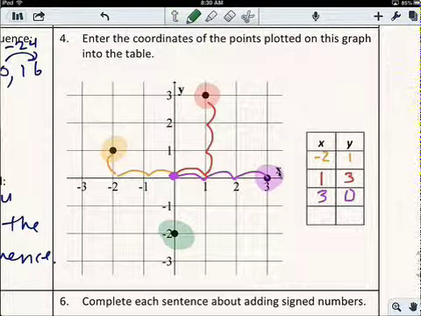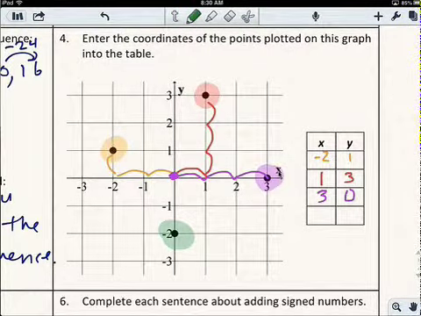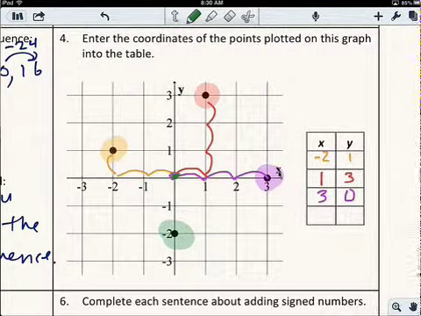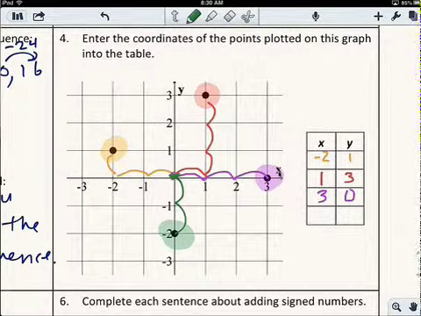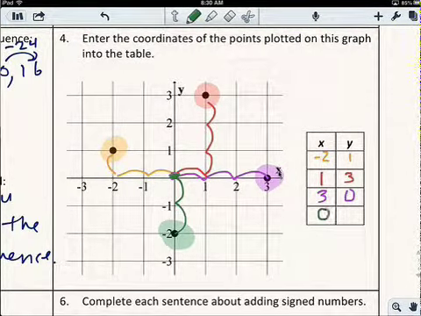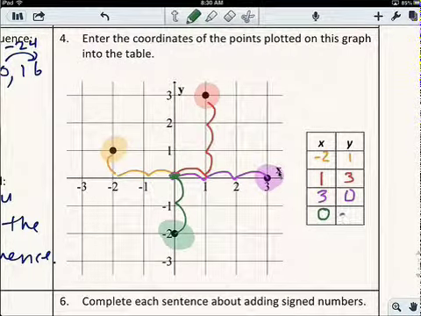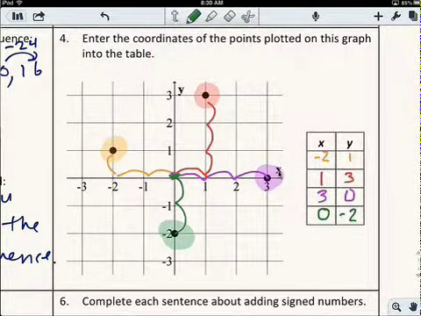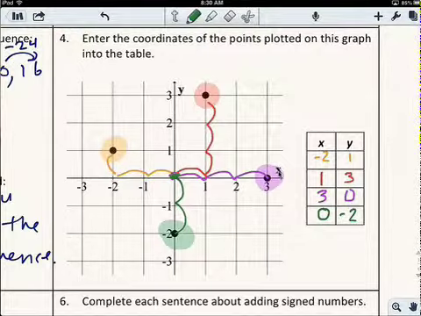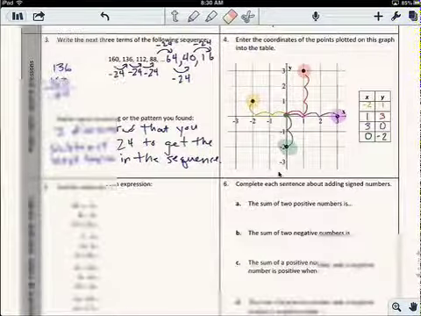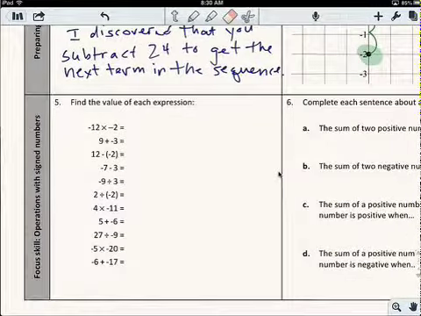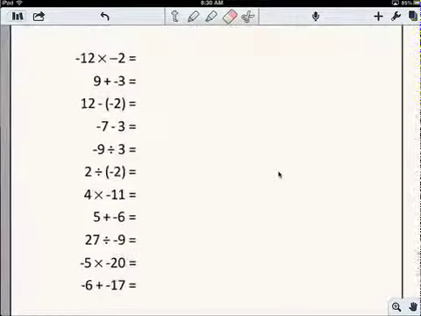And then the green one. All right, so we don't go left or right at all from the origin, but we do go down 2. So since we didn't go left or right at all, its x-coordinate has to be 0. And then we went down 2, so its y-coordinate is -2. And then, yeah, we're done. Okay, let's look at the last couple of problems here. So we're going for automaticity here.